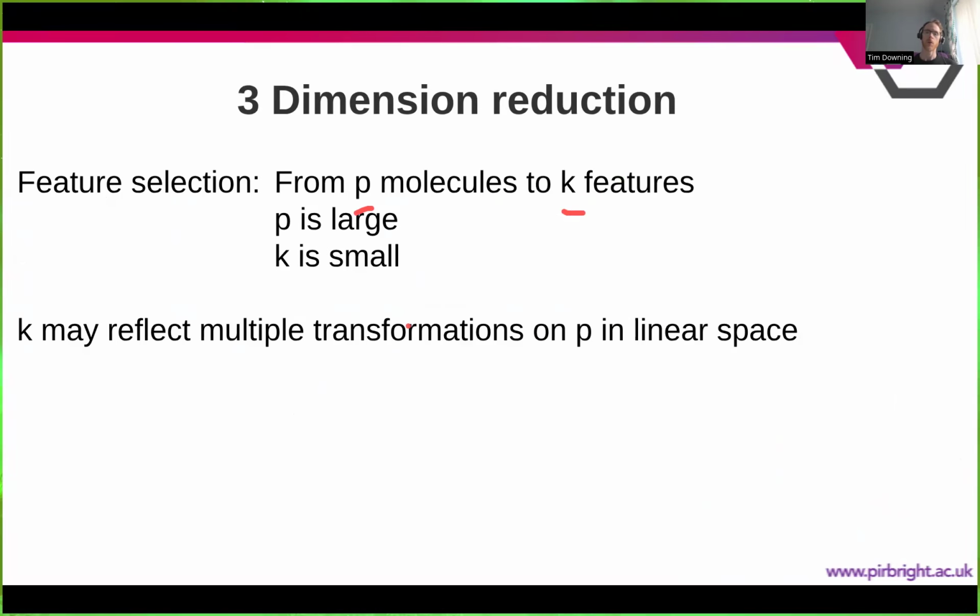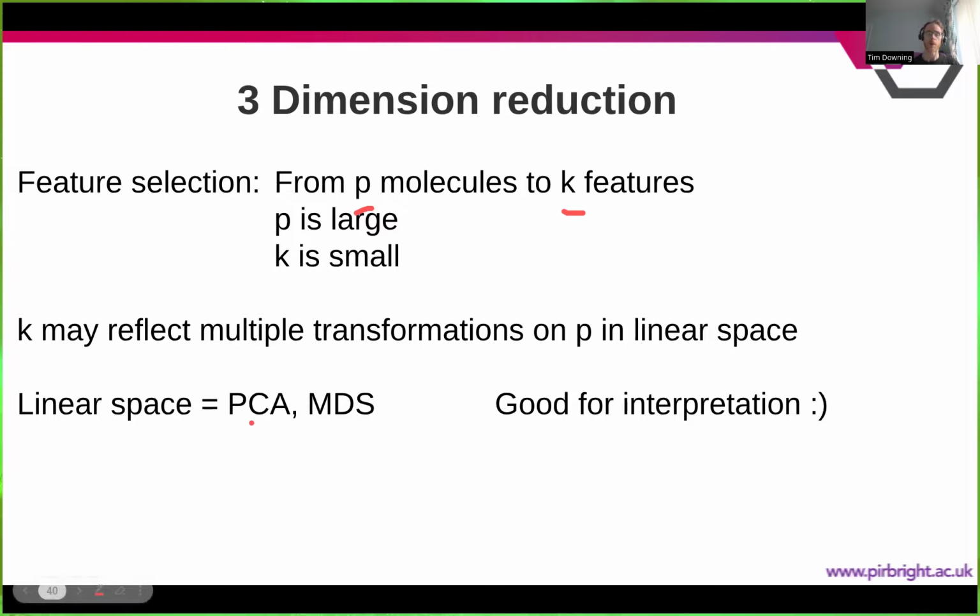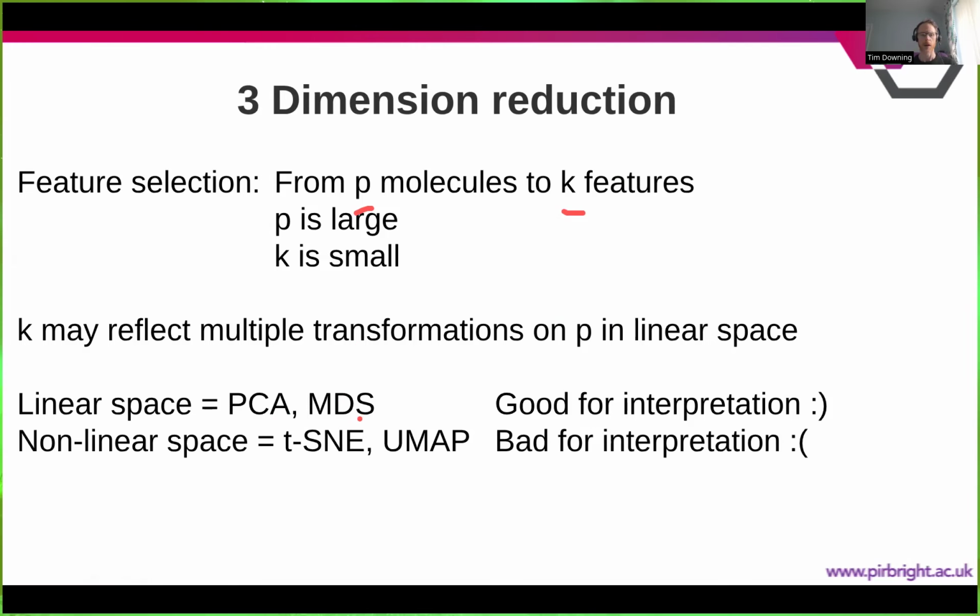What we should consider is that K may reflect multiple transformations on P in linear space, depending on the approaches that we are taking, and approaches may differ extensively on that. Linear space would apply to PCA and MDS, which are very easy for people to interpret because they're placing distinguishable features onto a 2D plane that is easy for interpretation. MDS can cope with some nonlinear effects better.